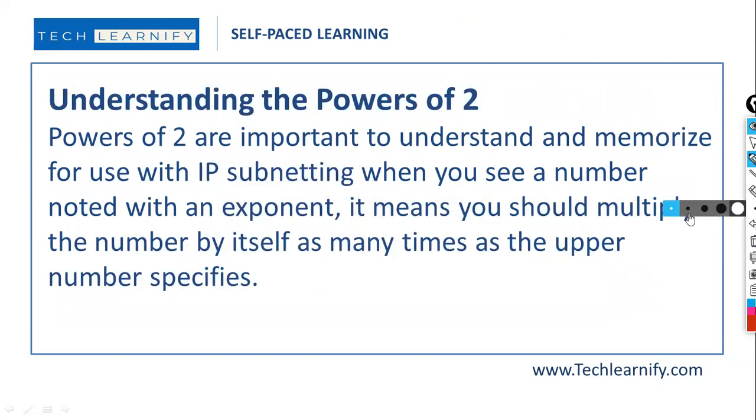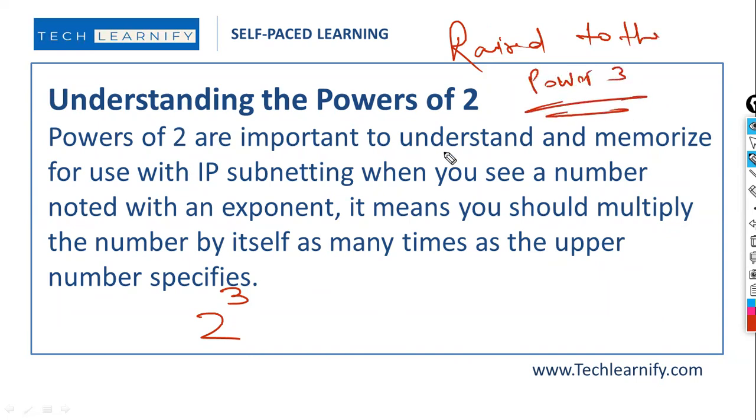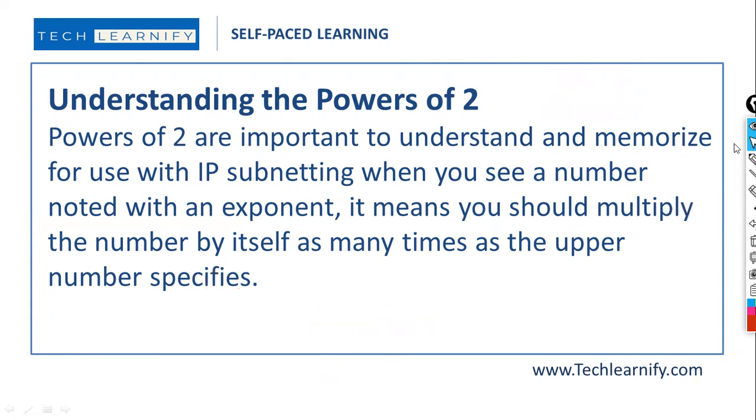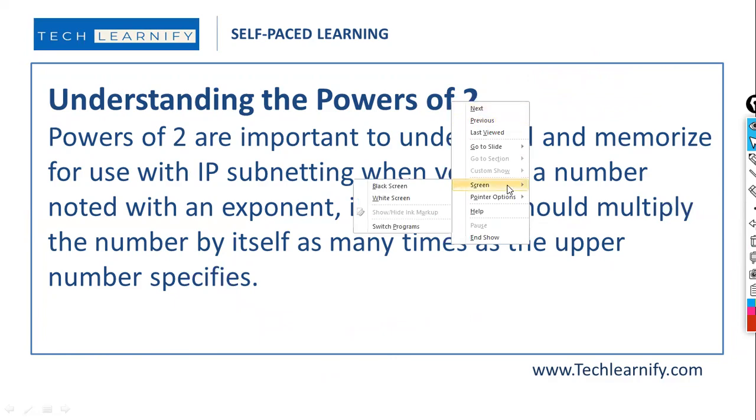So it's just like preparing you for subnetting, because in binary, if let's say I have written 2 raised to the power 3, it's simple mathematics. This means 2 into 2 into 2, the number itself multiplied. So 2 into 2 means 4, and then 2 means 8. So 2 raised to the power 3 means 8, right?